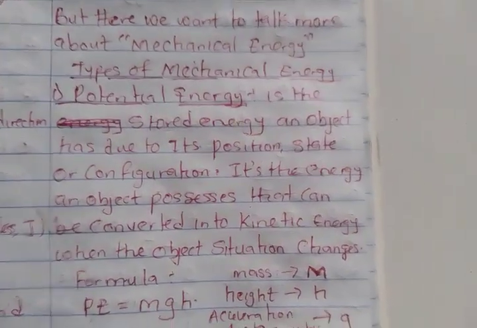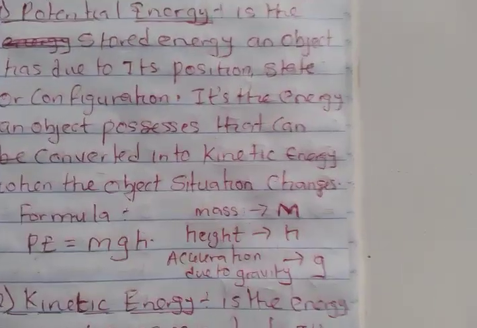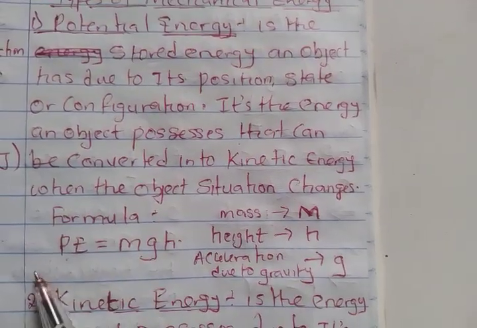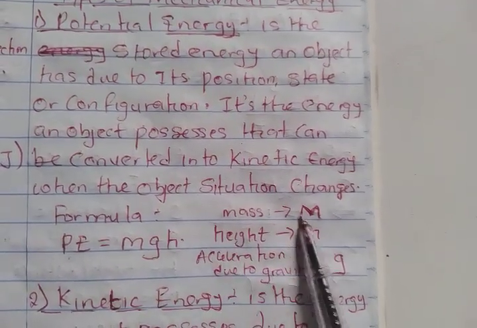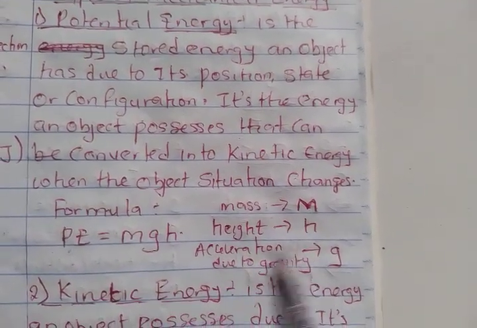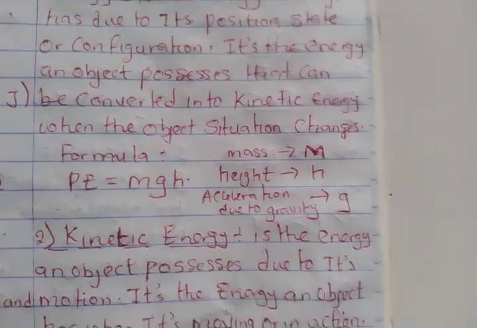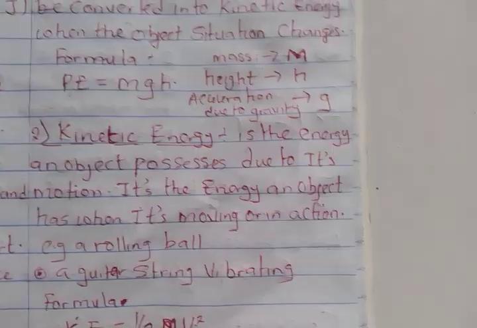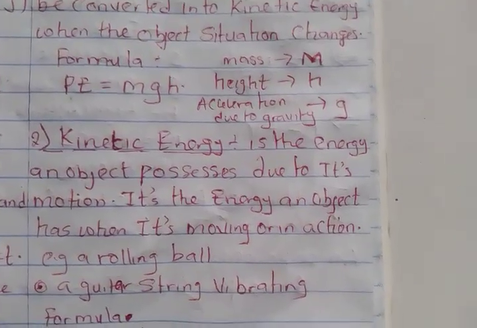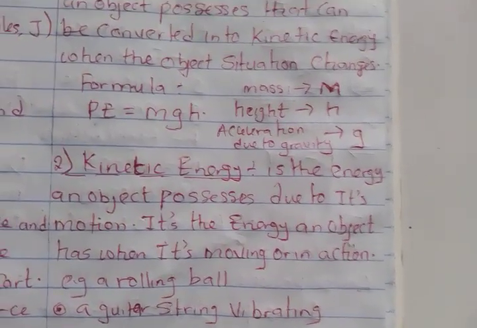And it has a formula. The formula is mgh, where m is the mass, h is the height, and g is the acceleration due to gravity. The other type of mechanical energy we want to talk about, please let's note.